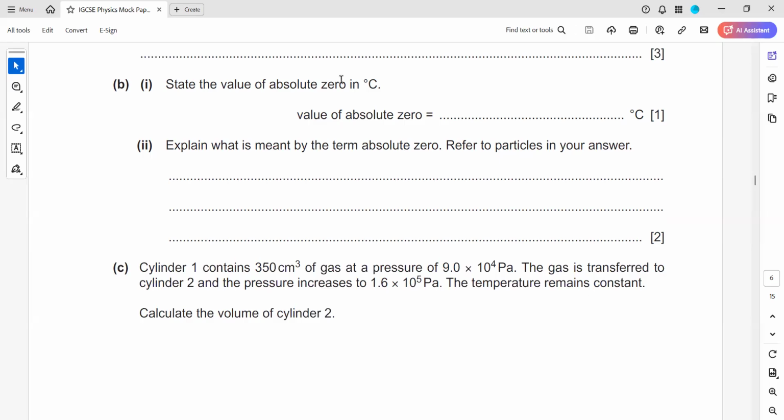So state the value of absolute zero. What is the value of absolute zero? 0 Kelvin. 0 Kelvin is equivalent to what? It is minus 273 degrees centigrade. But why is this absolute zero? Because theoretically, at the lowest temperature, when we cool down the gases, at 0 Kelvin the gas particles stop vibrating. They don't vibrate. That's why we call that the absolute temperature.